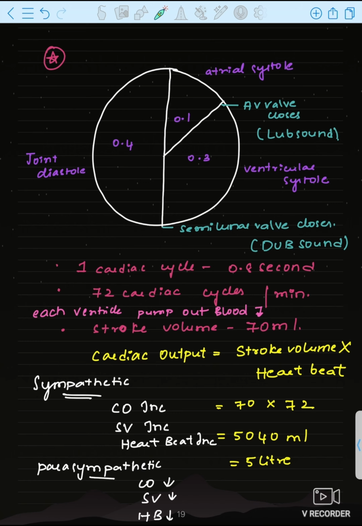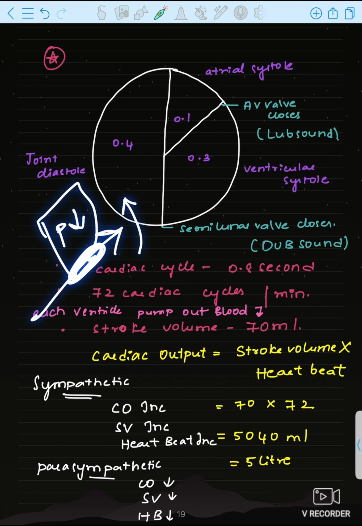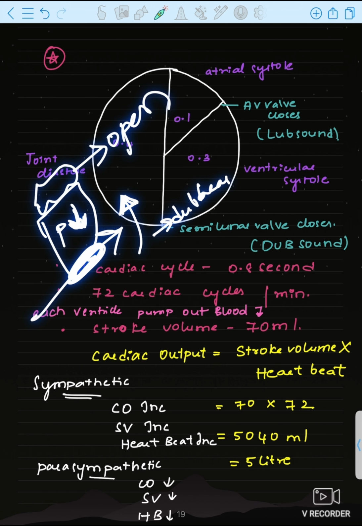Now the ventricles will relax because their function is completed. When the ventricles are relaxed, pressure will decrease, and the semilunar valve will be closed to prevent backflow. At that time the double sound we can hear. And as pressure decreases further, the AV valve will open and everything will be in diastolic condition.